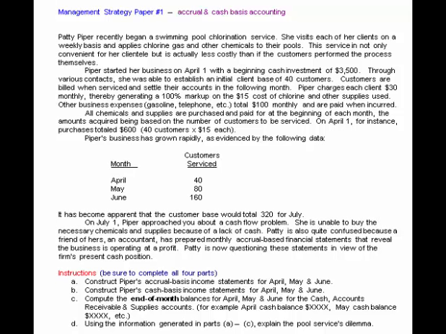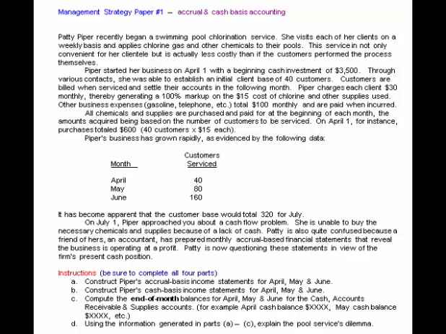Okay, hi everyone. Let's take a look at the management strategy paper number 1, where we're asked to explore accrual and cash-based accounting concepts. Okay, now the problem's in front of you. I'm not going to read it. If you need to do that, pause this presentation now and read it, and then we'll move on.